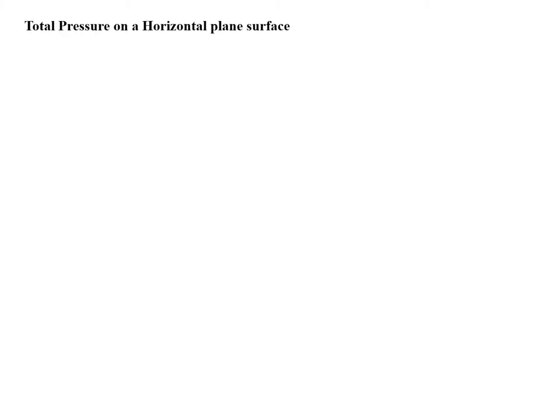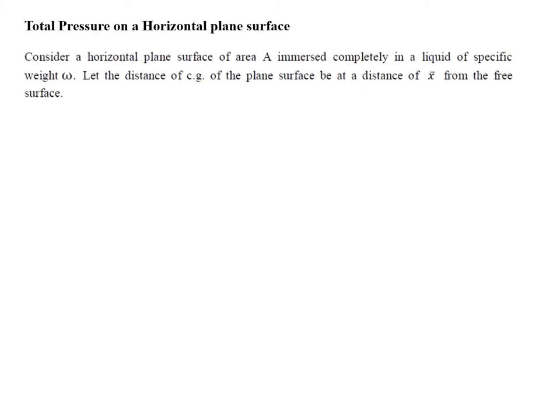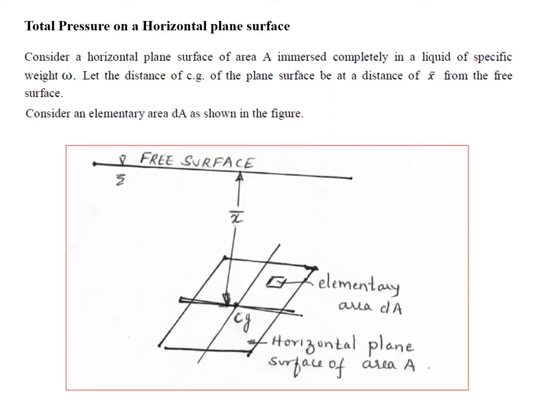So now consider, here we have a horizontal plane surface of area A which is immersed completely in a liquid of specific weight omega. So let the distance of the CG of the plane surface. So this is the figure. Here we have to consider a plane surface which is kept horizontally, so the CG distance is at x bar from the free surface. This horizontal plane surface is of area A.